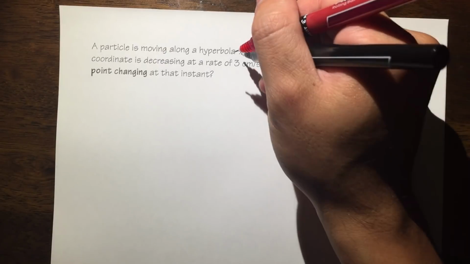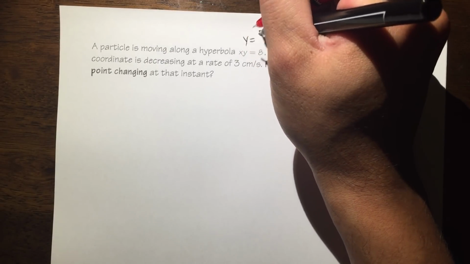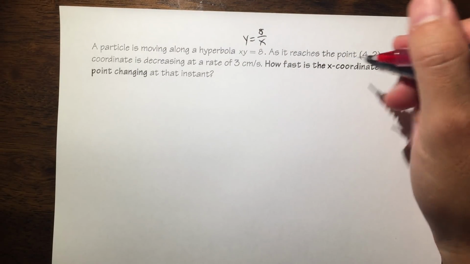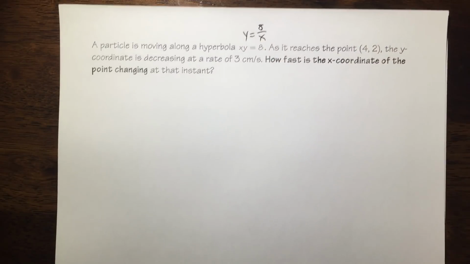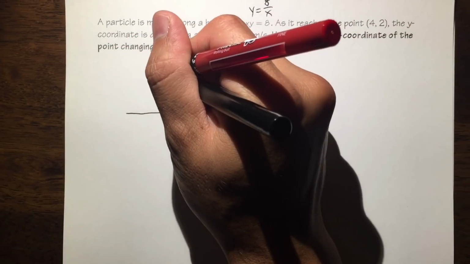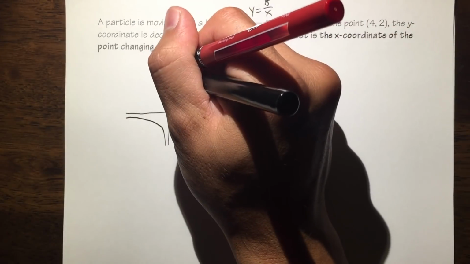If you would like, you can divide both sides by x, and you get y = 8/x. And (4, 2) is a point on this curve. Well, let's draw this real quick for you. I will just give you the picture. It looks something like this, right?